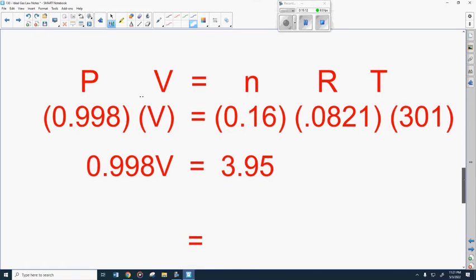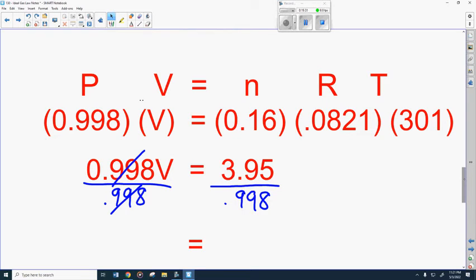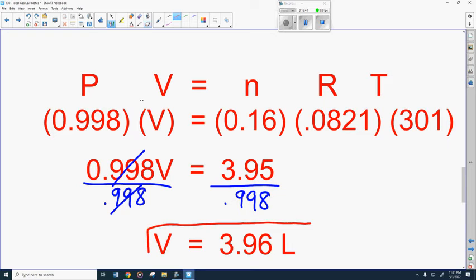And then to solve for volume, what do I have to do to both sides? Well, the opposite of multiplying by 0.998 is dividing by 0.998. This cancels. There we go. So whatever 3.95 divided by 0.998 is, that's what my volume will be. That comes out to be 3.96 liters. And there my units officially go now that I'm at the end of the problem. Boom. There it is.